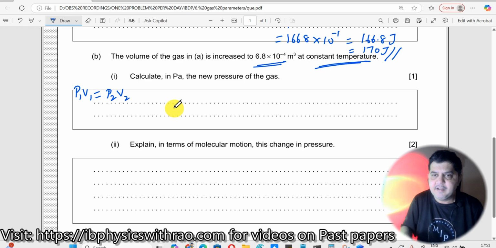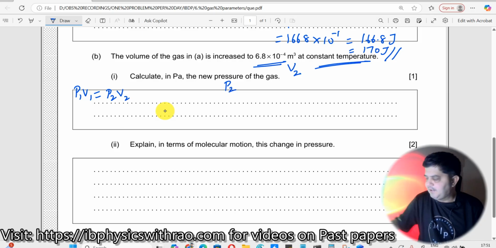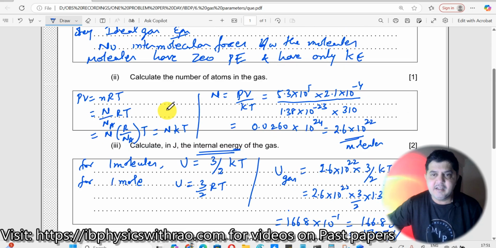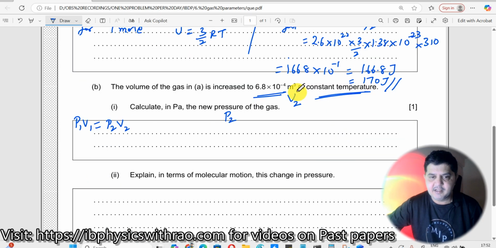Now what is being given? This is your new V2. What do you need to find? You need to find the value of P2 here. I need the value of P1 and V1. Is it given to you? Let us find out what it was once again. P1 was 5.3 into 10 to the power 5 and V1 was 2.1 into 10 to the power minus 4. Let's write that here.